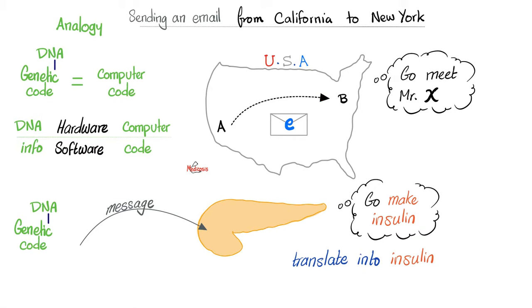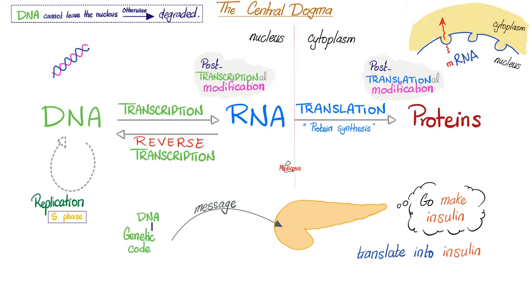Your email is sending a message. For this, we need a computer. The hardware is your DNA. And we need a computer code. The software is your genetic code, which depends on the sequence of the nitrogenous bases. AUG is not the same as GUA. What kind of message are we trying to send? Protein synthesis, baby.